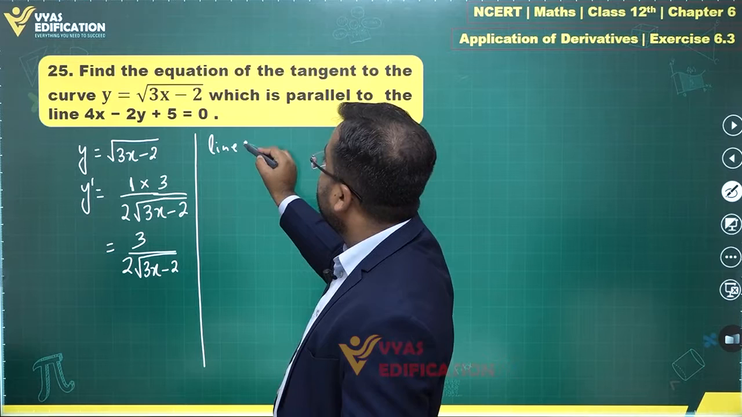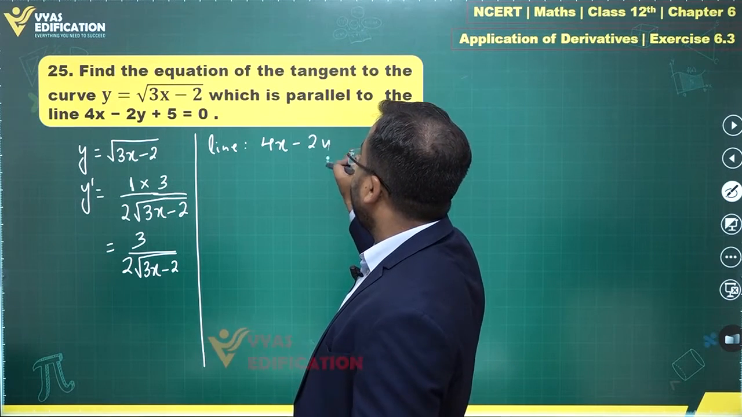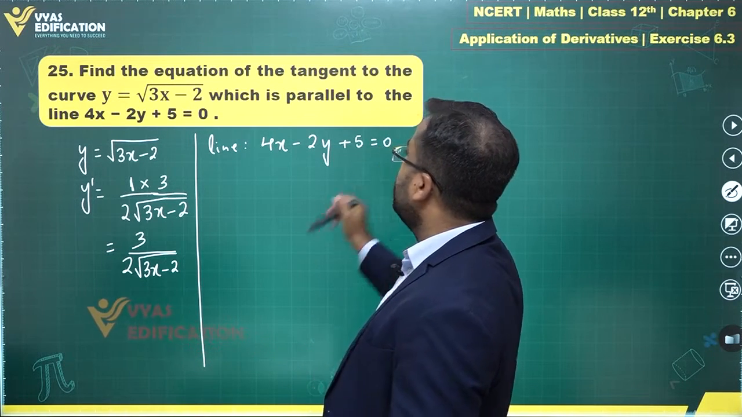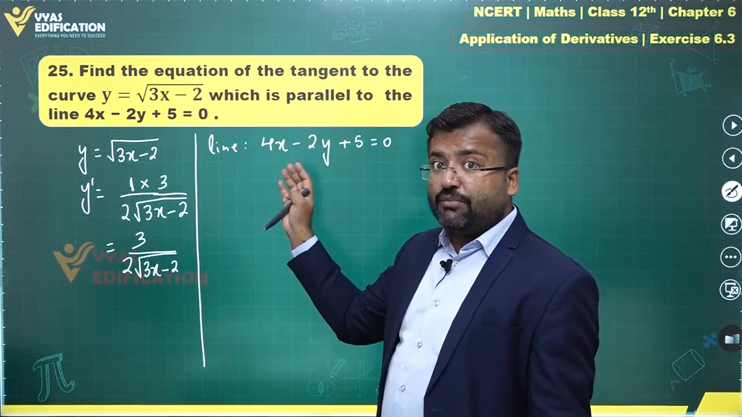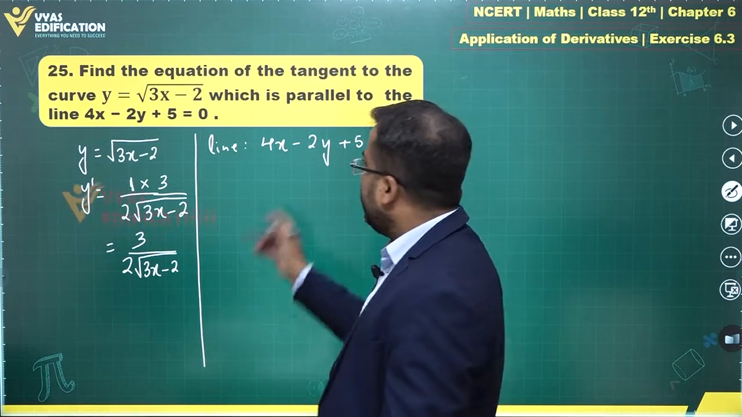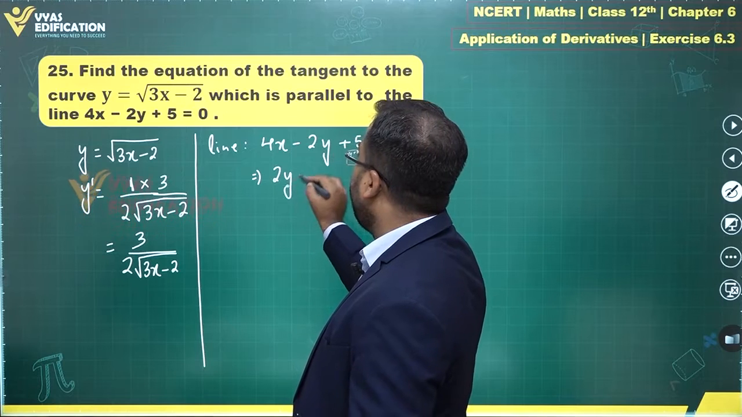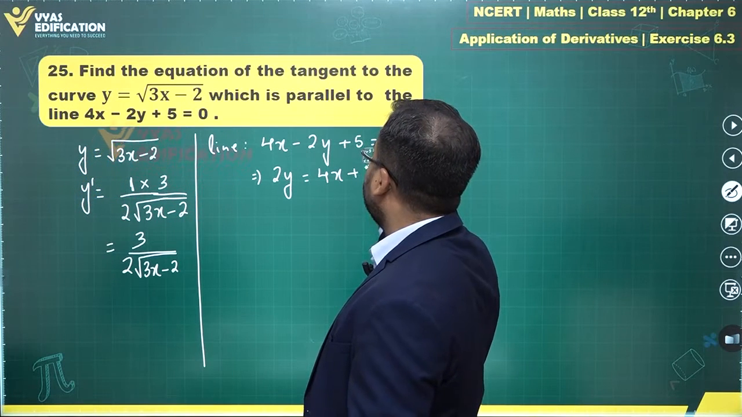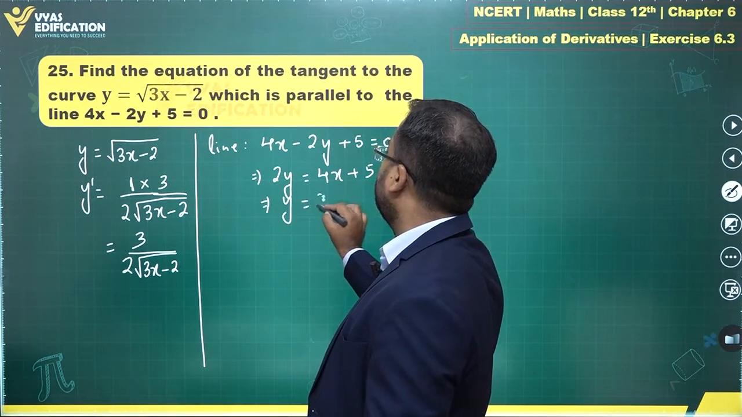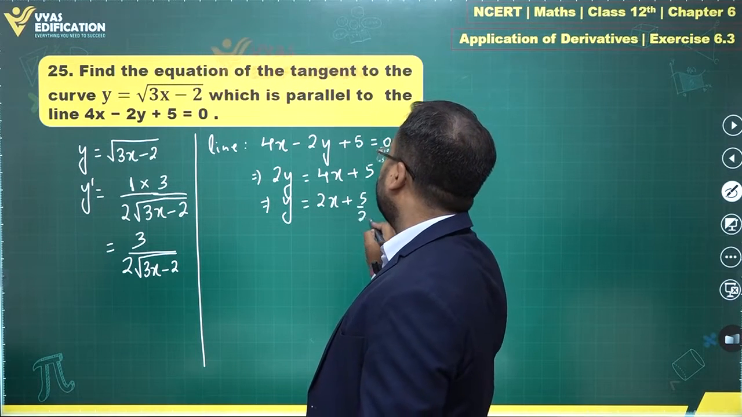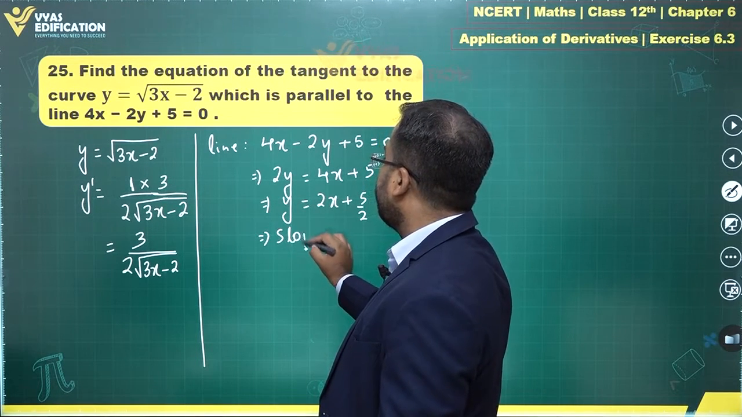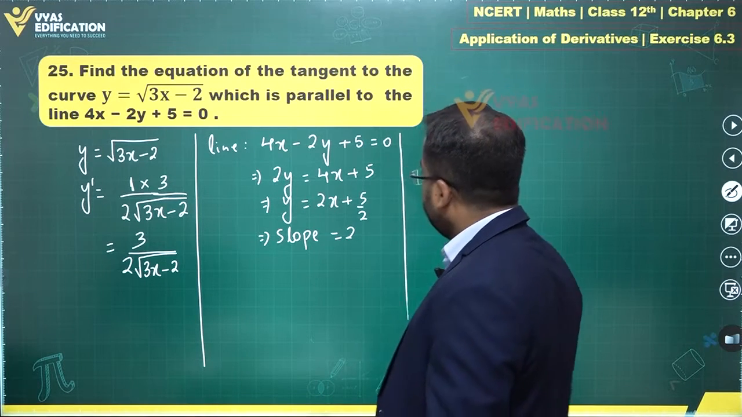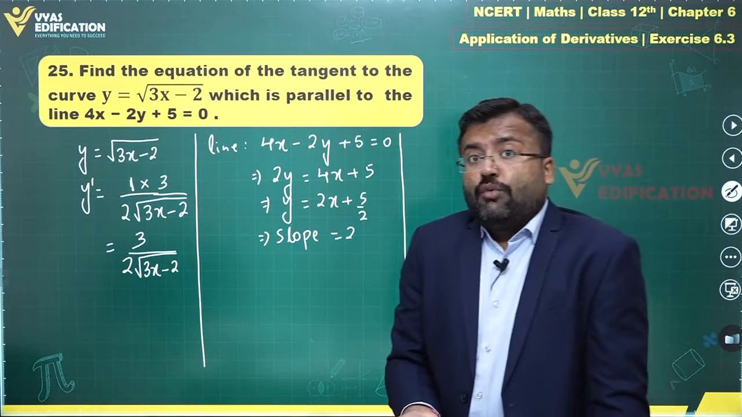Line is 4x minus 2y plus 5 is equal to 0. Slope will be simply minus a upon b, which is 2. Or you can rearrange this equation. 2y is equal to 4x plus 5 and y is equal to 2x plus 5 by 2, which will give me the slope directly. Slope is equal to 2. This is a slope which is equal to the slope of tangent.